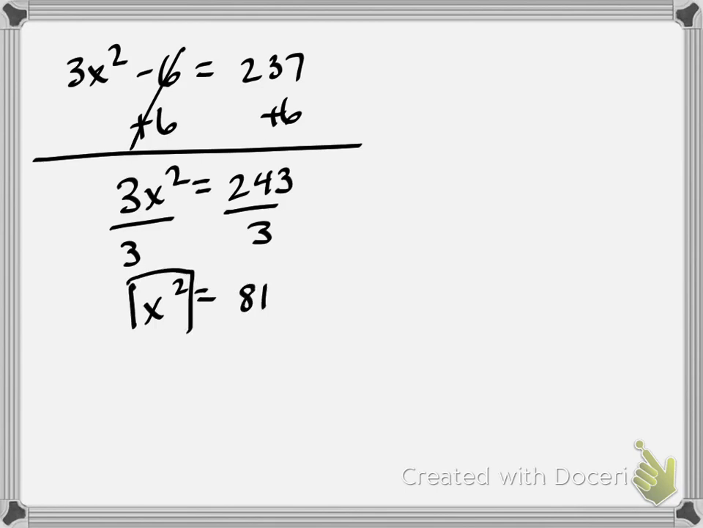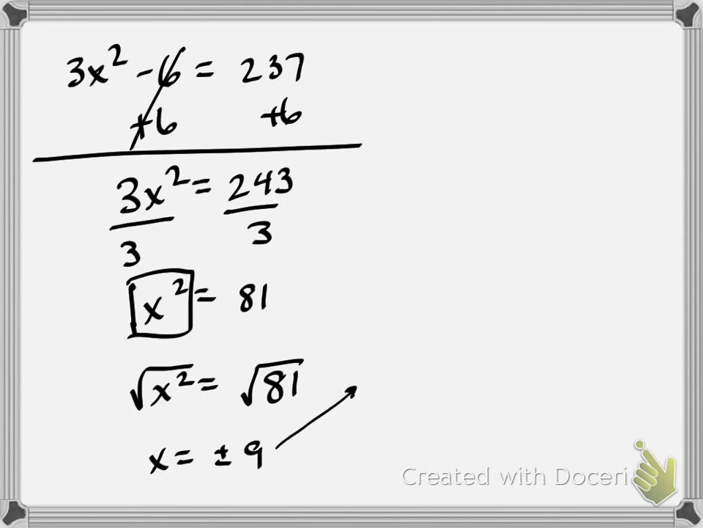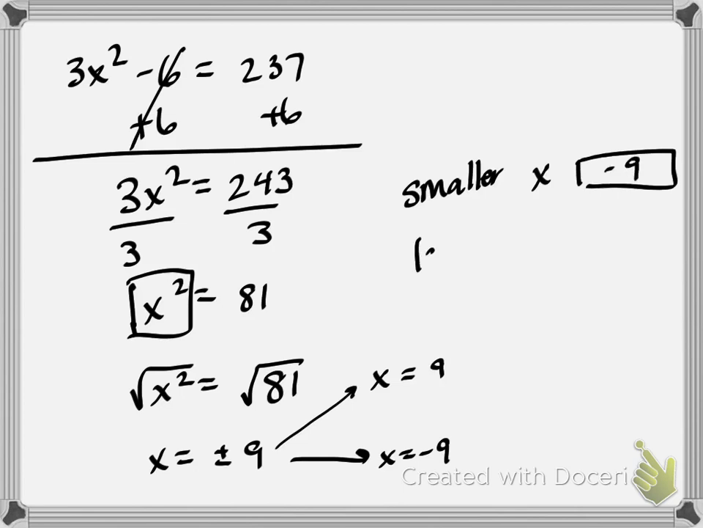Now, once you have this x squared all by itself, that's a good time to square root both sides. So I'm going to square root x squared, and then square root the 81. Keep in mind that you must put that plus or minus in front of the 9 so that we get both answers, x equals 9 and x equals negative 9. And again, in Khan Academy, they want you to put the smaller x here, which would be negative 9, and the larger x here, which is positive 9. Okay, and that would be your answer for that problem.